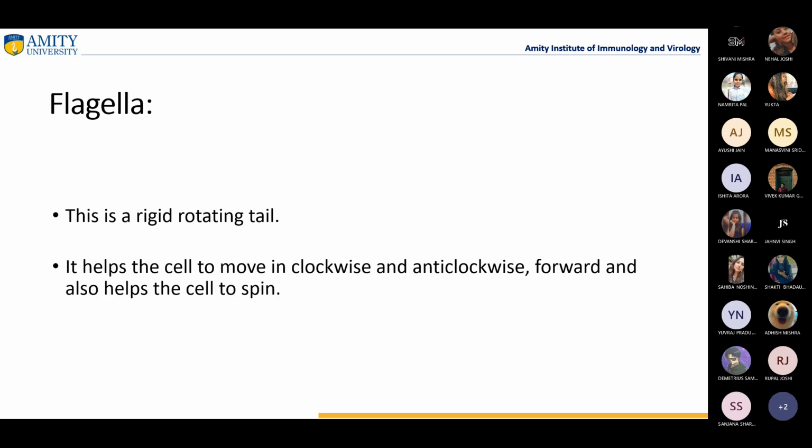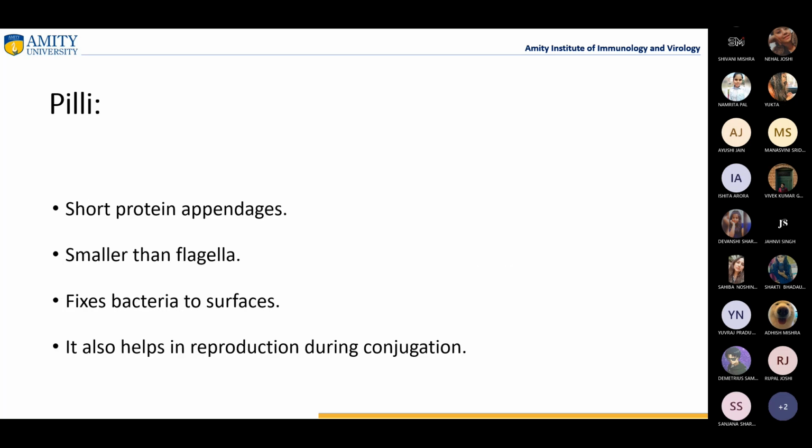Flagella are for movement. This is a rigid rotating tail. It helps the cell to move clockwise and counterclockwise, forward, and also helps the cells to spin. So this helps in the locomotion of bacteria. Pili are short protein appendages. These are smaller than flagella, and they fix bacteria to surfaces. They help in reproduction during conjugation.